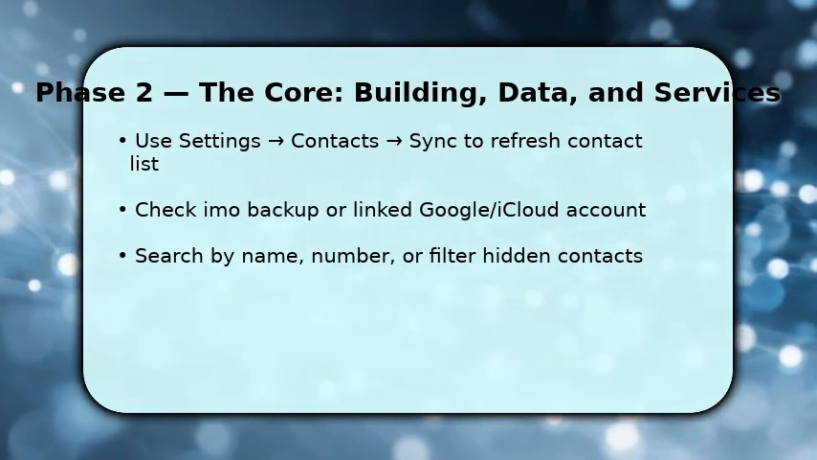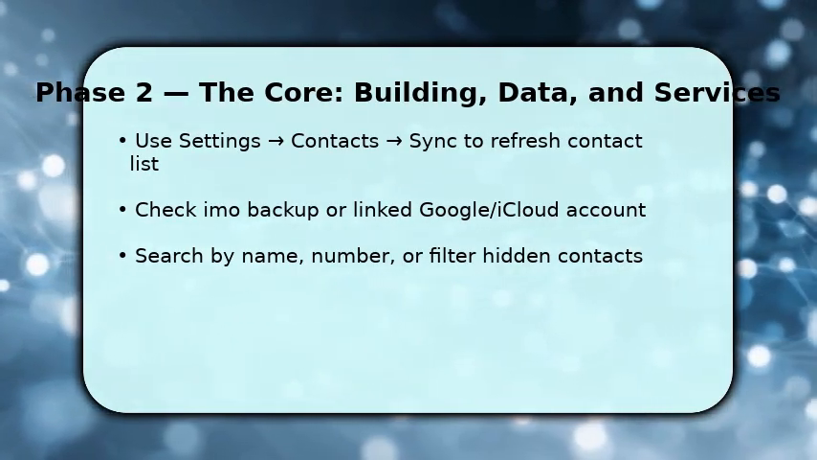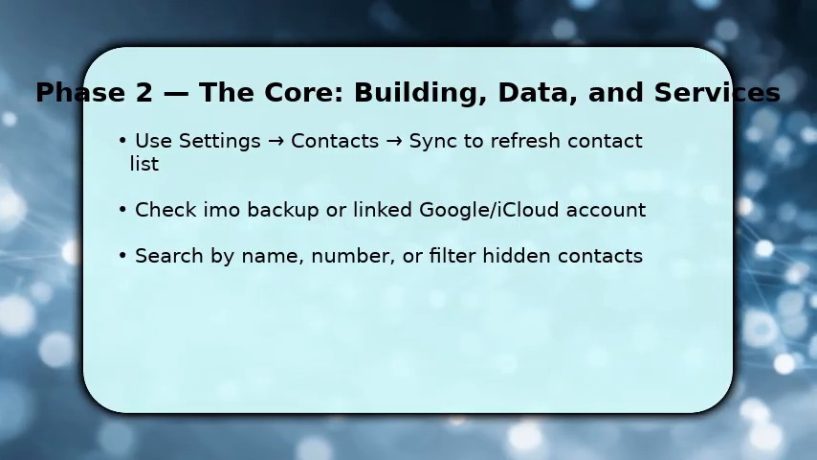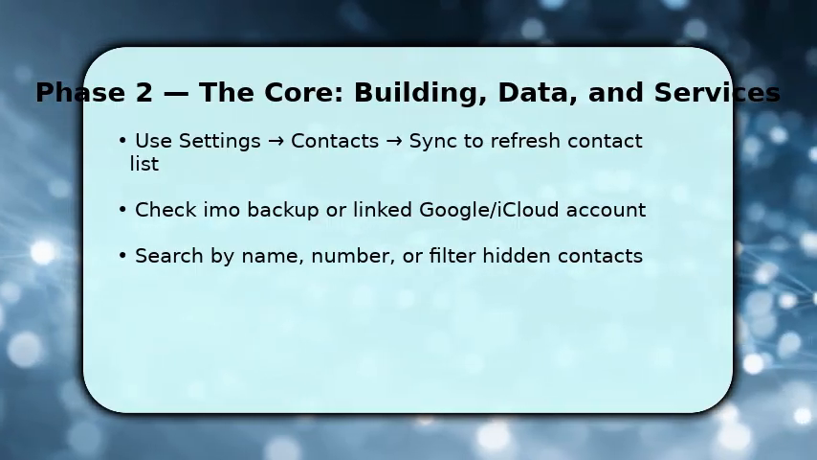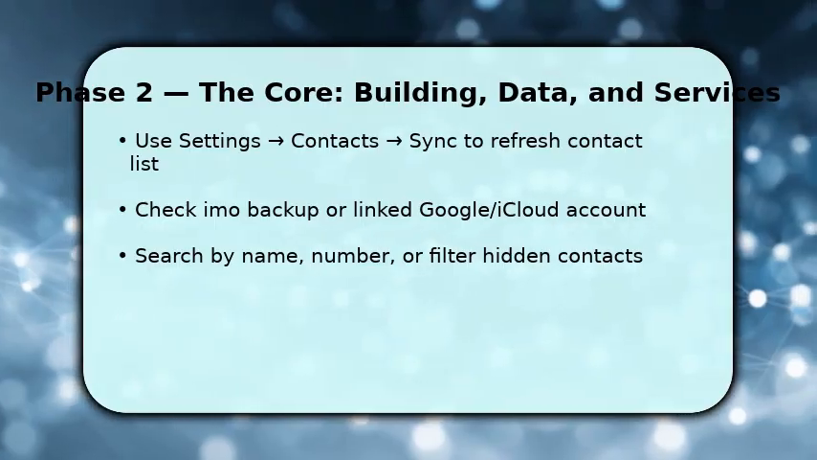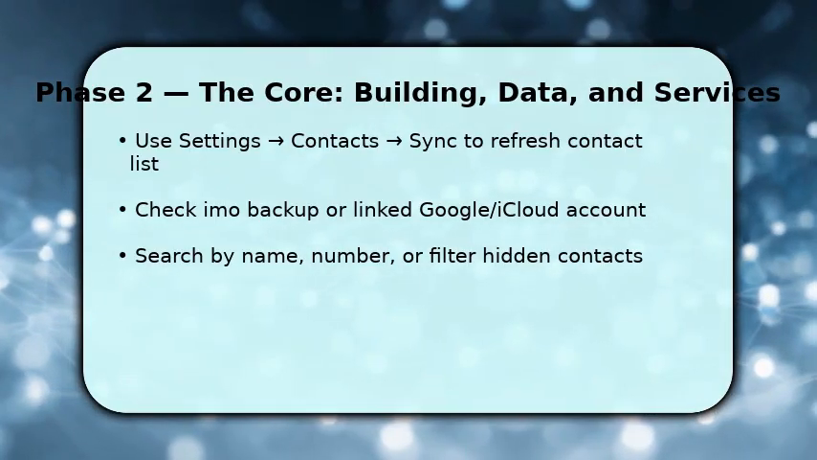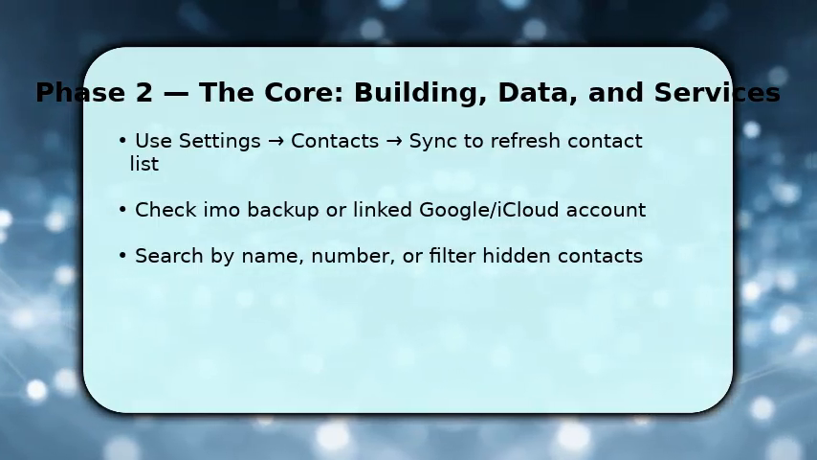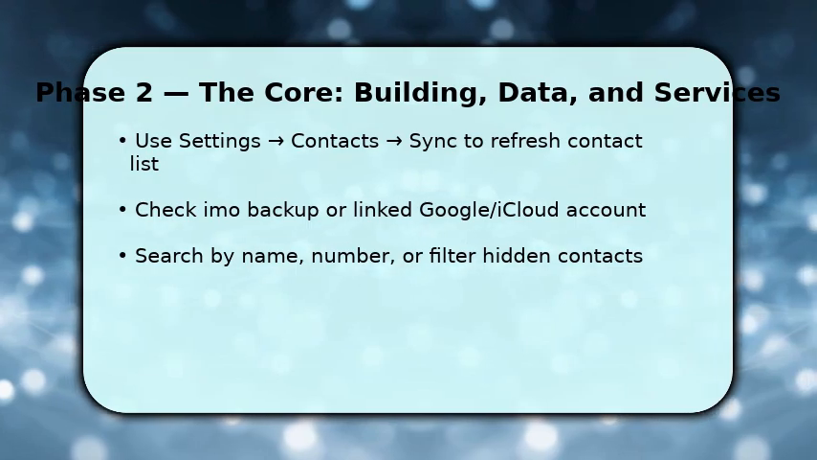If you previously enabled IMO backup or linked Google/iCloud, go to those account settings and restore the most recent contact backup. This can restore deleted entries. Once the restore runs, return to IMO and use the search bar. Type a name or number, and make sure to view hidden or blocked lists, as deleted contacts sometimes move there.